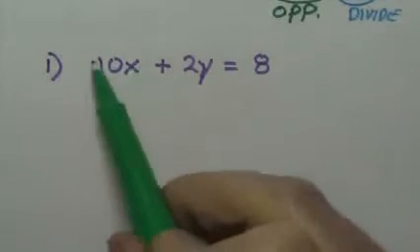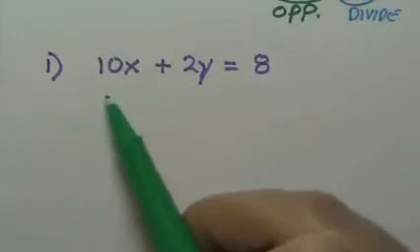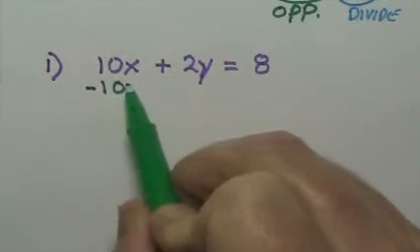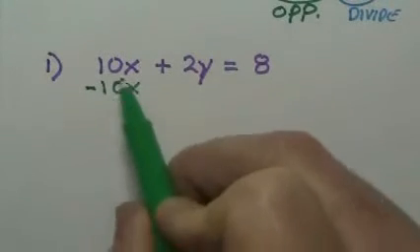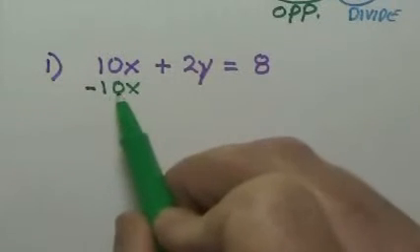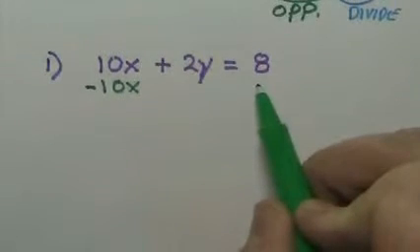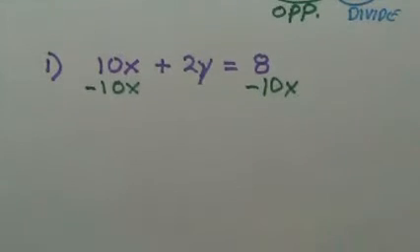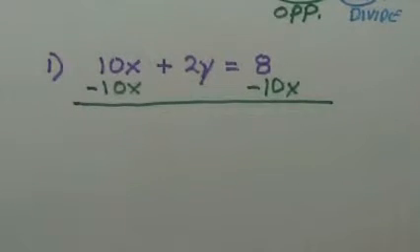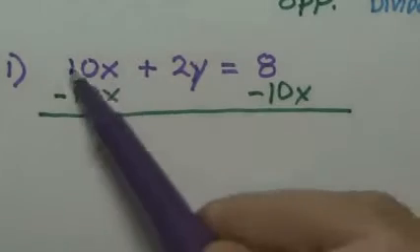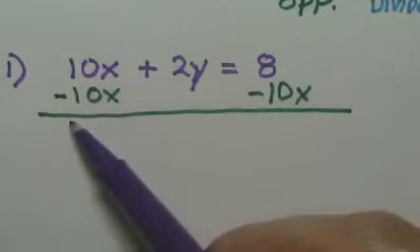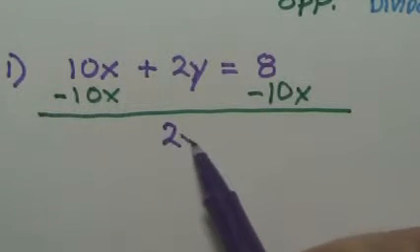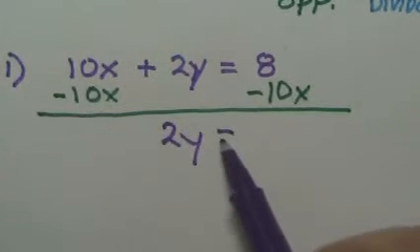Okay, my first step is to do the opposite of 10x. Well, the opposite of 10x is negative 10x. And if I add negative 10x on this side, then I'm going to have to put negative 10x on the other side. Notice that 10x minus 10x is 0, so you can cross that off. And then I'm just left with positive 2y. I'll bring that down. I'll bring down the equals.